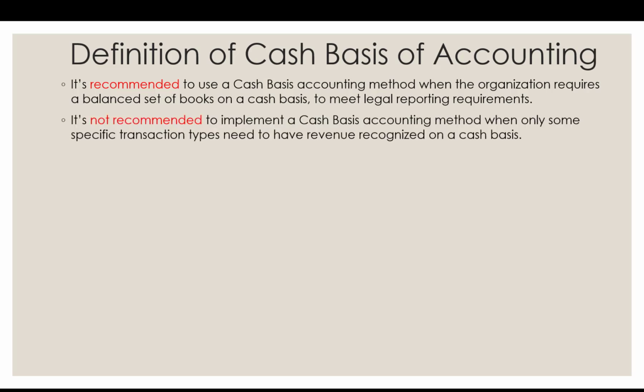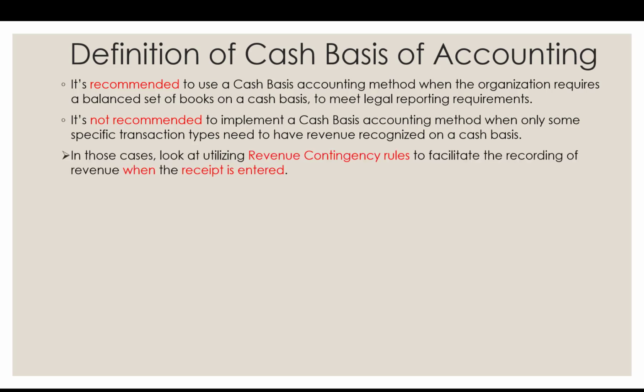It's not recommended to implement a cash basis accounting method when only some specific transaction types need to have revenue recognized on a cash basis. In those cases, look at utilizing revenue contingency rules to facilitate the recording of revenue when the receipt is entered. So in this case, you can implement a revenue contingency instead of implementing cash basis accounting for the revenue.